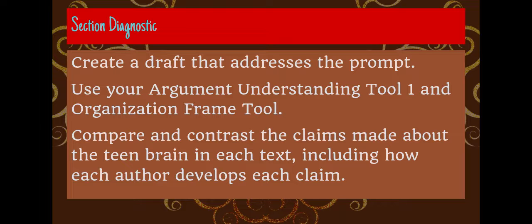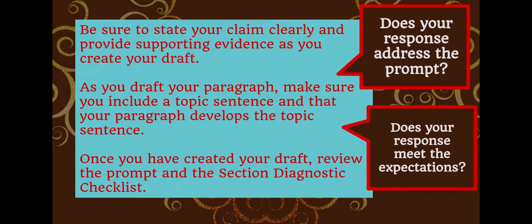What evidence from the text supports your claim? How can you revise your claim to be based on evidence from the text? How can you revise your claim to make it more specific or original? Be sure to state your claim clearly and provide supporting evidence as you create your draft. As you draft your paragraph, make sure you include a topic sentence and that your paragraph develops the topic sentence.